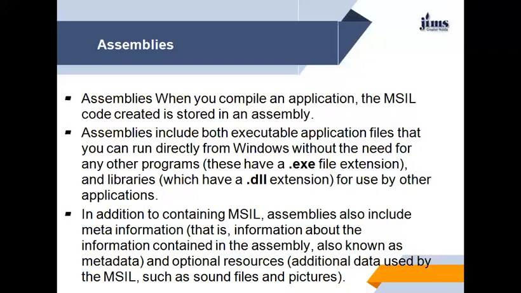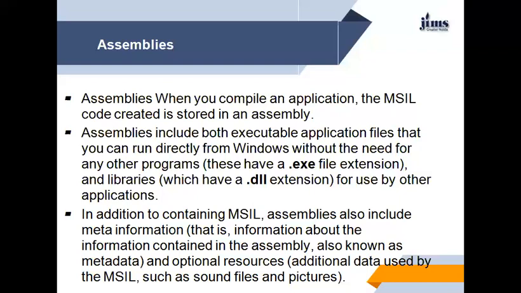They also have libraries with a .dll extension. .dll means dynamic link libraries. So this is for use by other applications. .exe files can be executed directly, while .dll files are actually used by other applications.